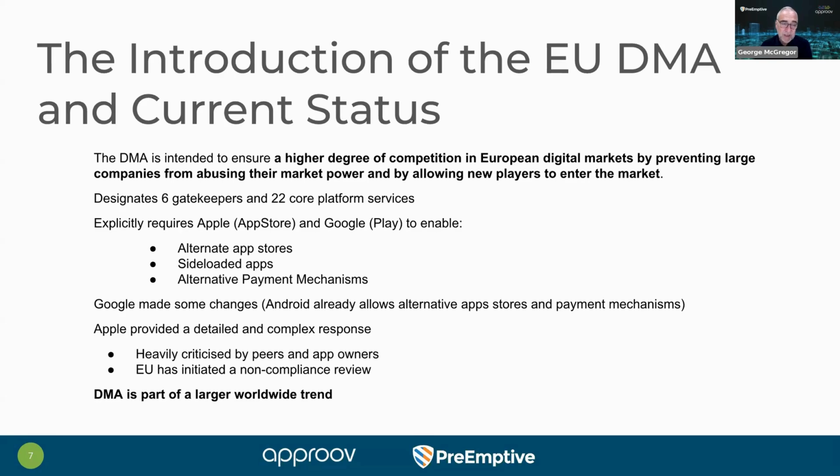So explicitly in the mobile space, the thing that we are interested in today is that it requires Apple and Google to enable alternative app stores and side-loaded apps and alternative payment mechanisms. So these are really big things that are required of Google and Apple. Google already allow these things, and they've made some tweaks in response to the DMA, but Apple is really the major area where obviously this was an issue, and they had to have a very detailed response.